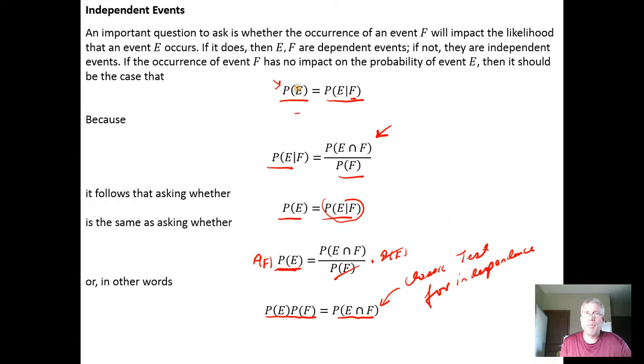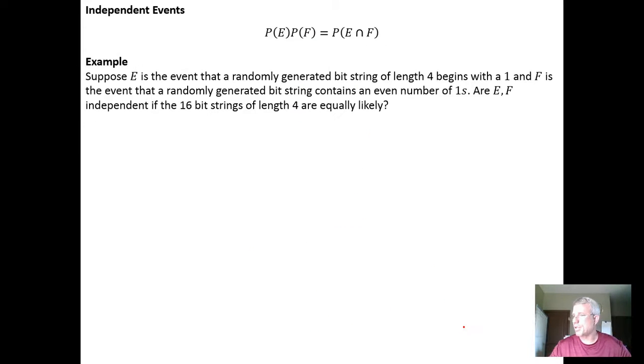So if the probability of E does not depend on the probability of F, then these two probabilities should be equal, which means that the product of the probability of E and the probability of F should equal the probability of the intersection. So this is our classic test for independence. Let's apply it one time. We'll just have one example. Let's read through the example.